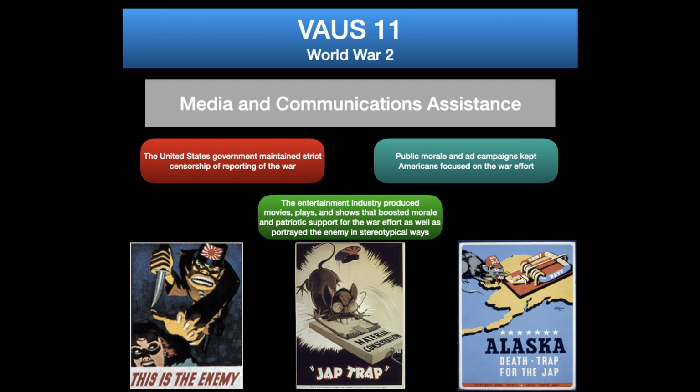But again, the way they approached it was they basically hit on people's patriotism. Everybody's afraid that both the Nazis are using slave labor and the Japanese as well. So the posters that you're looking at the bottom, this is portraying the enemy in stereotypical ways, and it's something that probably wouldn't fly today. Public morale and ad campaigns kept Americans focused on the war. Sometimes you would see propaganda pieces before movies, things like that. So they're trying to boost patriotism in order to keep everyone focused on winning the war.